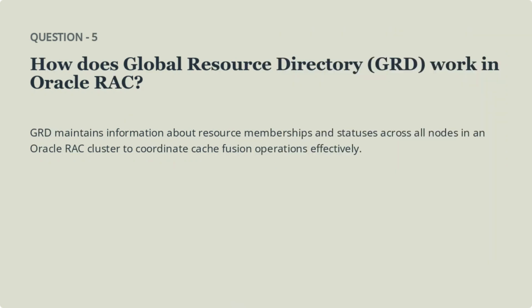The Global Resource Directory, or GRD, in Oracle RAC, plays a crucial role in maintaining information about resource memberships and statuses across all nodes in the cluster. This coordination is essential for effectively managing cache fusion operations, ensuring efficient data sharing and consistency across the cluster.